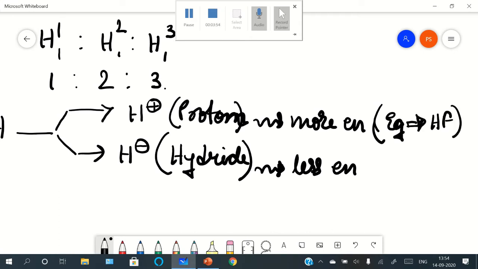HF, hydrogen in HF is plus 1, and hydrogen in BH3 stays in the form of minus 1. As fluorine is more electronegative, hydrogen in HF is plus 1, and as boron is less electronegative than hydrogen, hydrogen combines with boron in the form of minus 1.